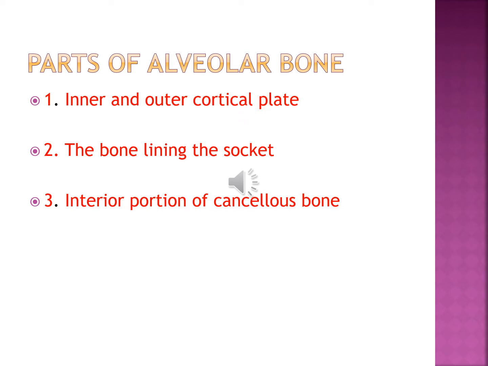We have a cortical plate which has an inner and outer surface. Then we have the bone lining the socket, and we have the cancellous bone, which is the interior portion in between the cortical plates.